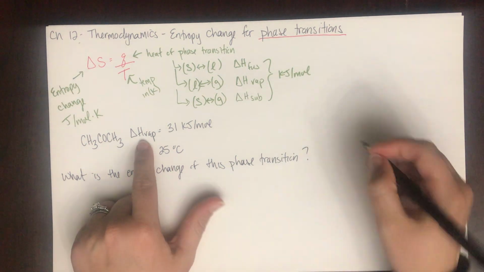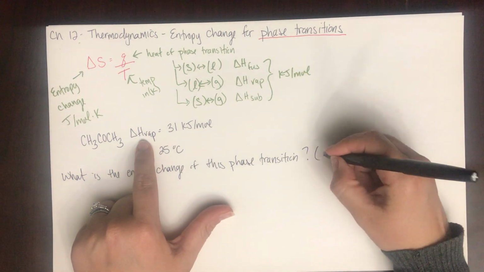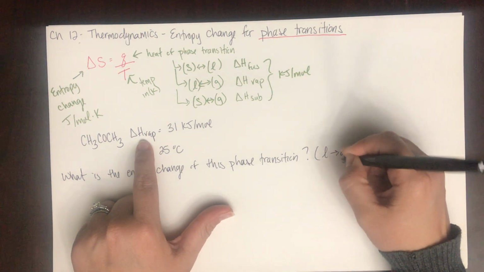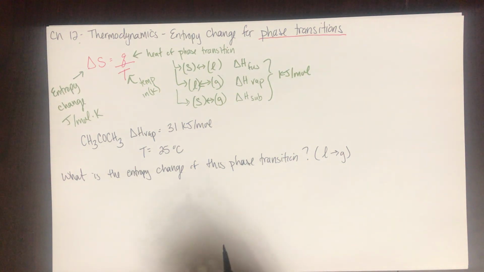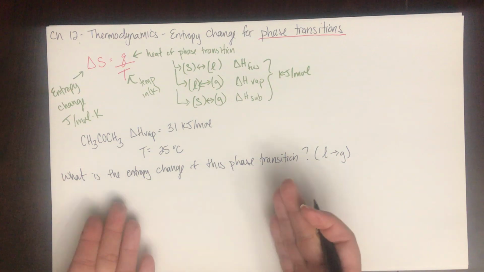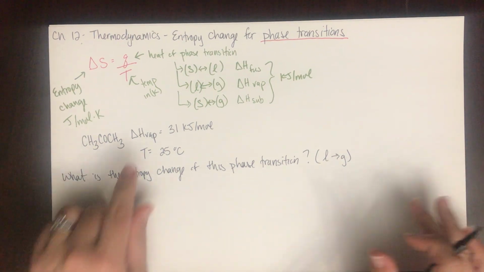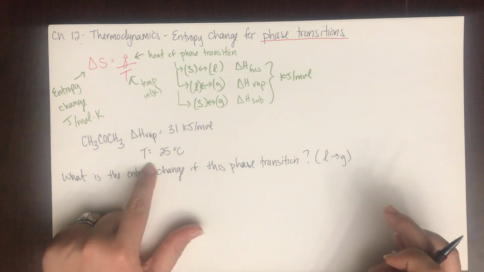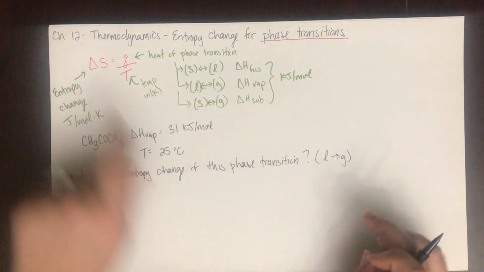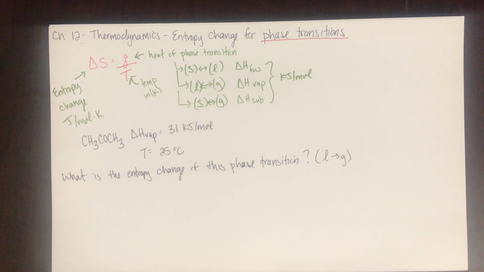And again, the phase transition, you know, is from a liquid to a gas because it is vaporizing. So you want to know, what is the entropy change for the vaporization of acetone? You're given the heat of vaporization, you're given the temperature, you're solving for delta S.